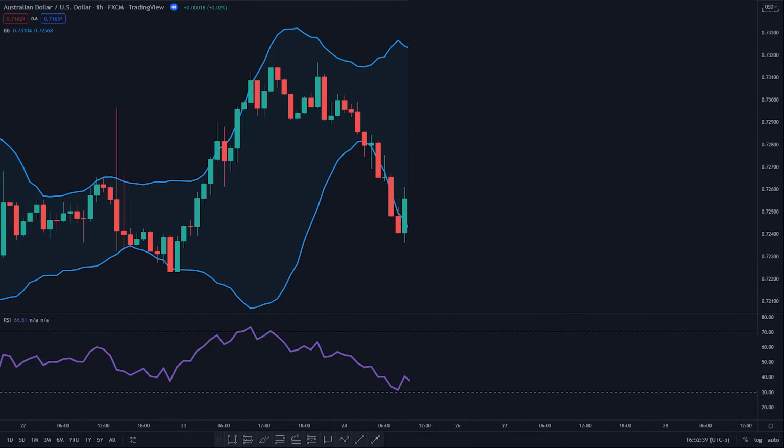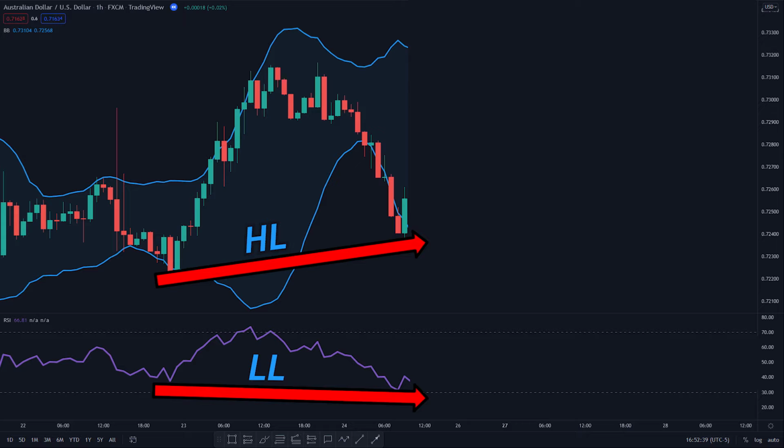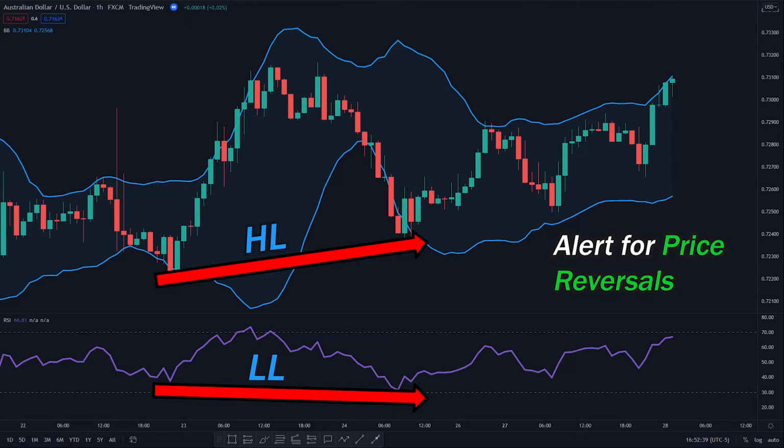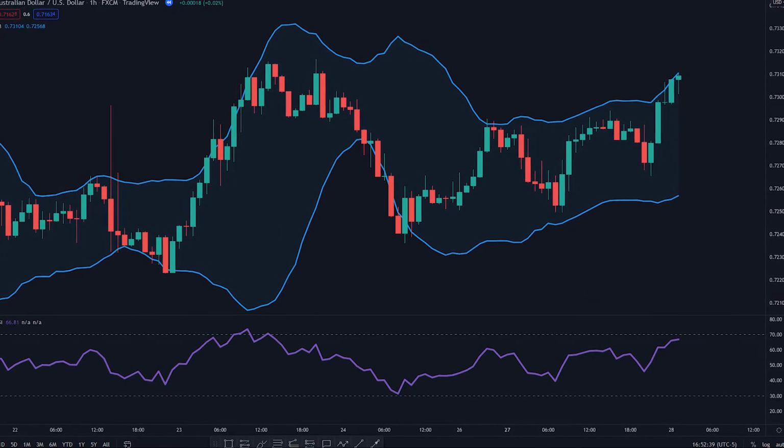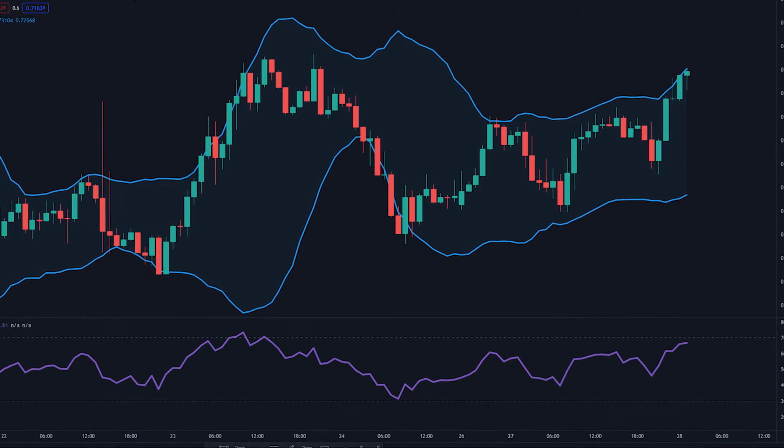Both of these indicators generate signals based on price exhaustion and momentum. They are often used to interpret a change of character in price and alert for price reversals. With that said, let's go straight into the video.